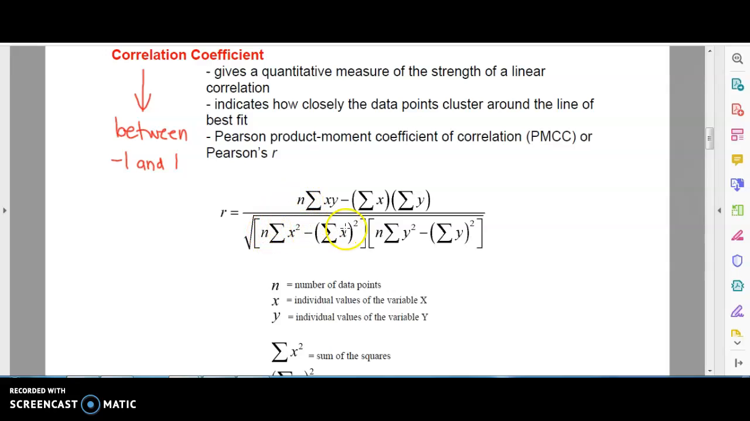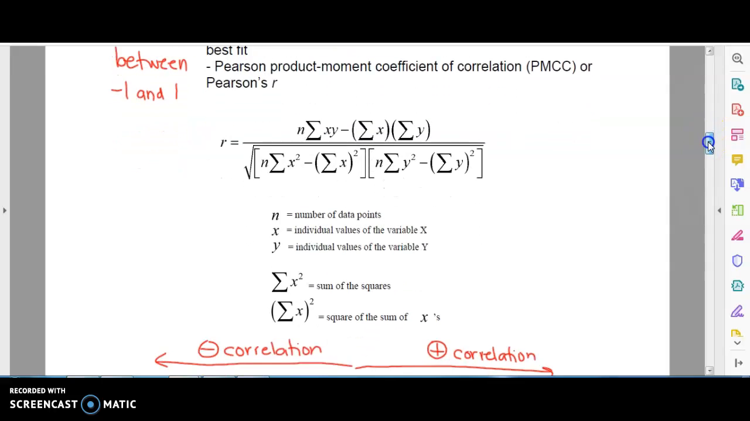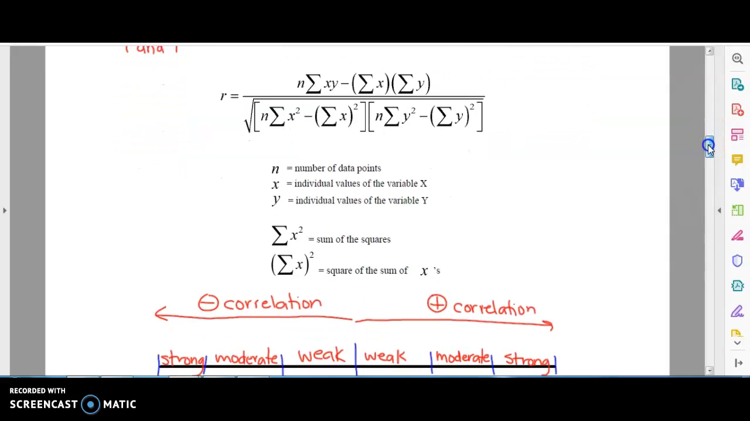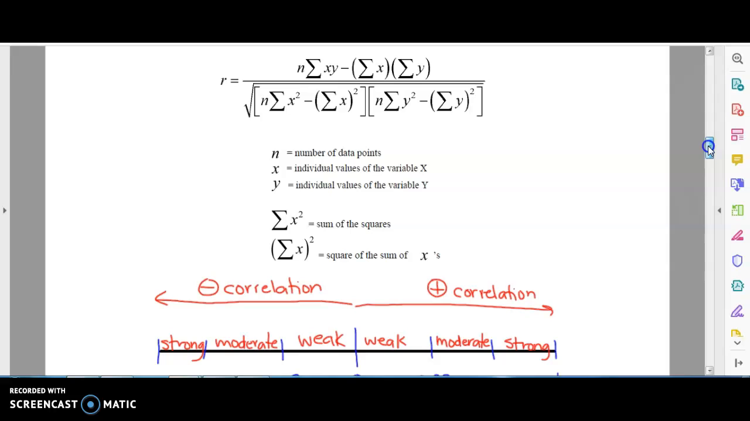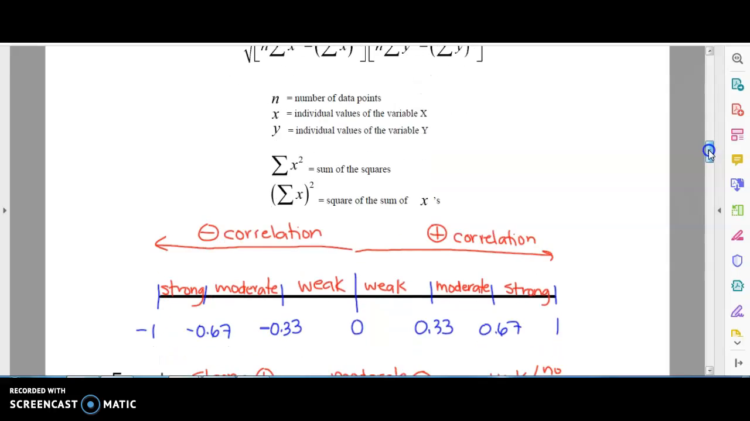And these three n's are all representative of the same thing, which is the number of data points that you have. Okay, so again, it looks very complicated. It takes some time, but if you do it step by step, it actually isn't all that bad to go ahead and calculate.